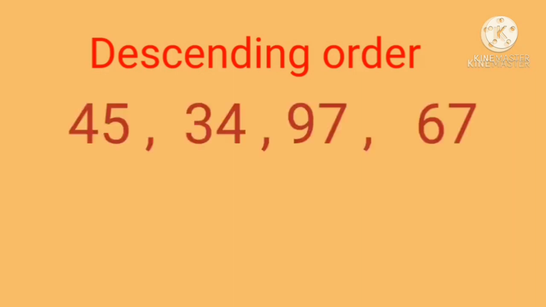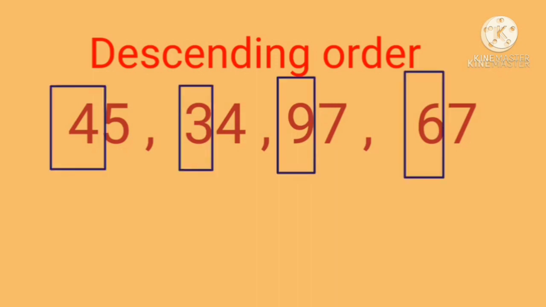Next, let us see how to arrange numbers in descending order. We know in descending order we will arrange the numbers from biggest to smallest. Example: 45, 34, 97, 67. Tell me children, how you arrange these numbers in descending order? First we have to find out which is the biggest number. For that we have to compare the tens digit, because all the numbers are 2-digit numbers. The tens digits are 4, 3, 9, 6. Which is the biggest? Yes, 9. So we can say that 97 is the biggest number.